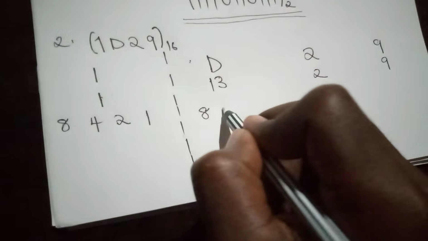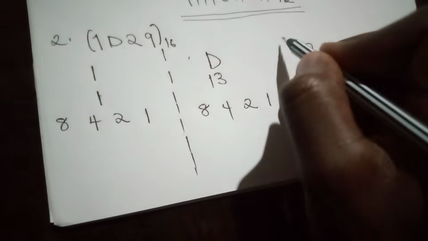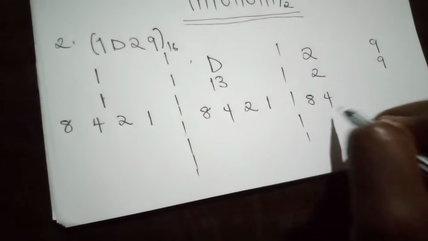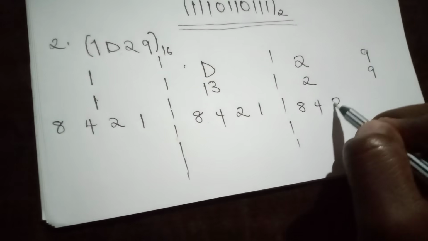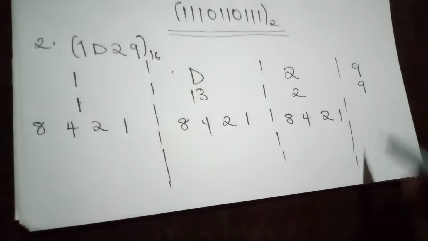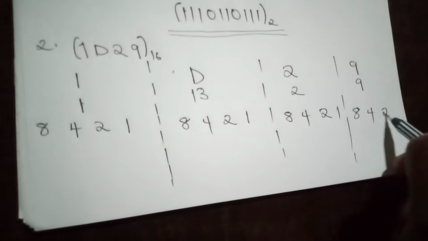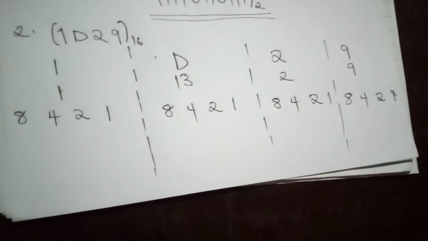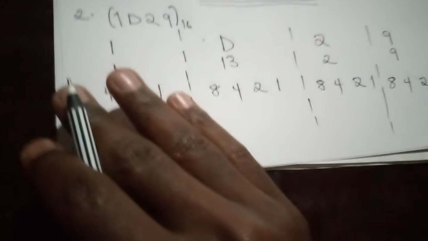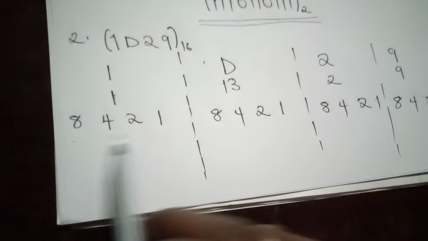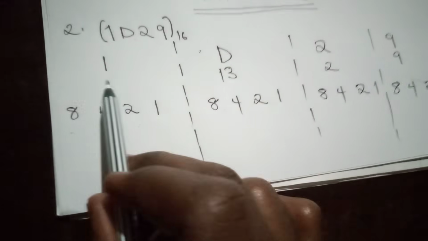Also, that is 8421, like that. From there, what you're going to do now is to ask yourself, what number can I add from this list that I've written for me to get 1?